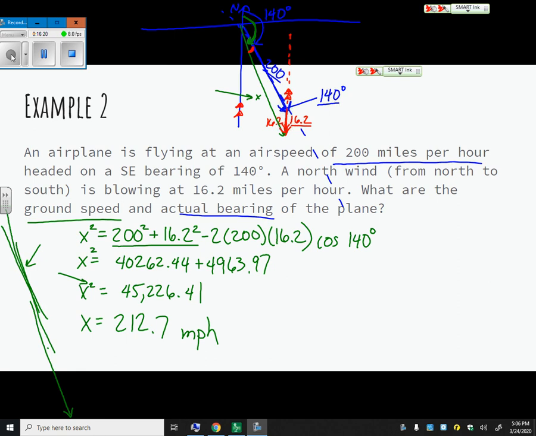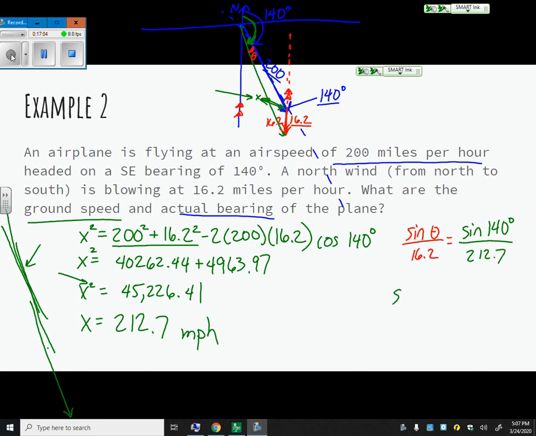Now, I could go through and do a whole law of cosines again, but that would be pretty tough. Because look, I know that this angle up here, let's just call it theta, is across from the side that is 16.2. And from what I just found, I know that this x right here, 212.7, is across from a 140 degree angle.